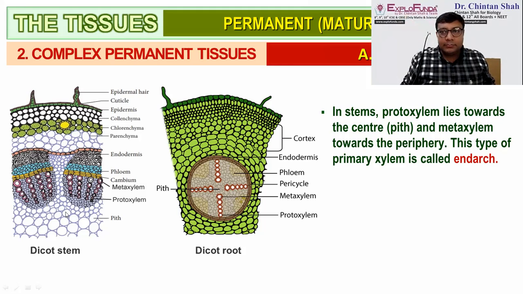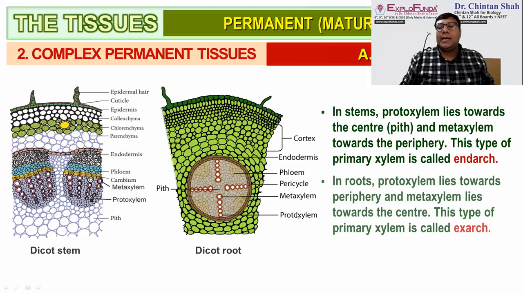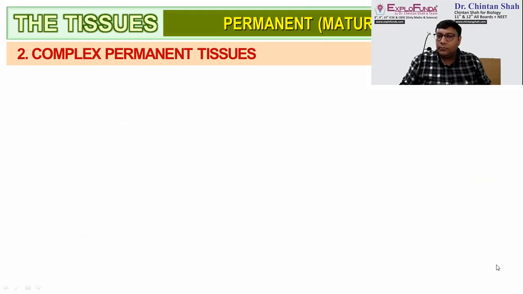Endarch. And if it is towards the outer side, as you can see in the dicot root, it is known as exarch. So in roots, the protoxylem lies towards the periphery and metaxylem lies towards the center. This type is known as exarch. What question should you ask?